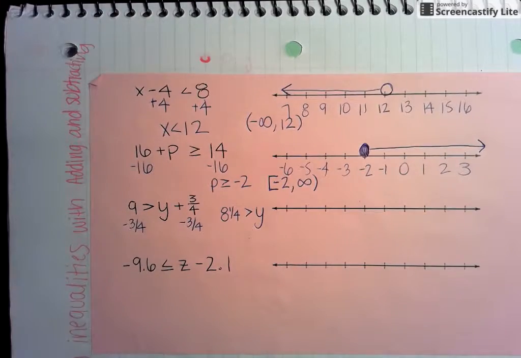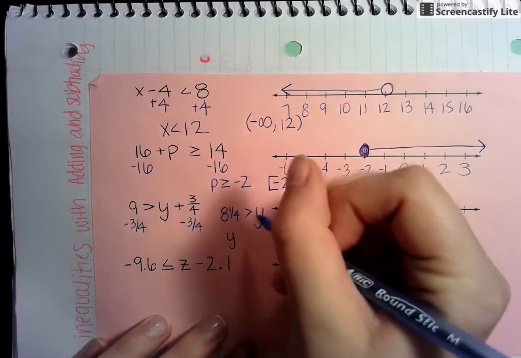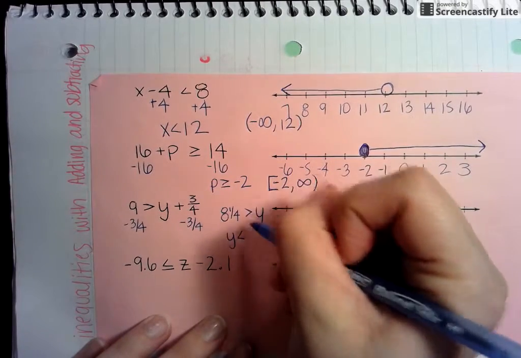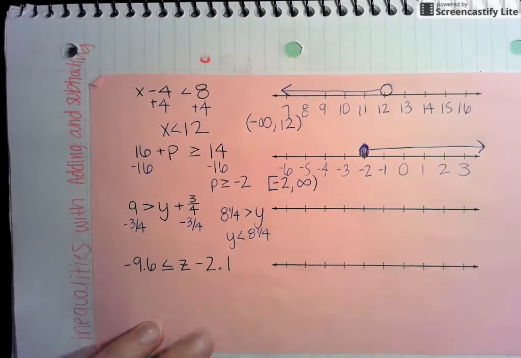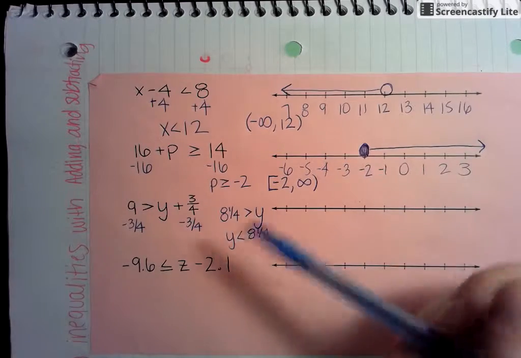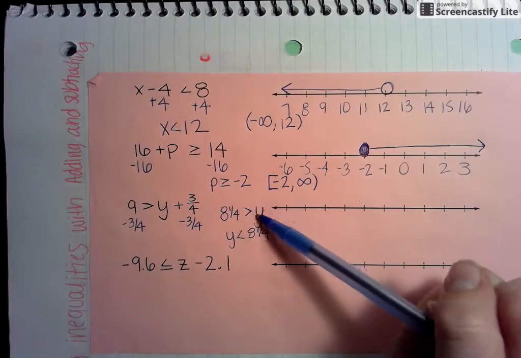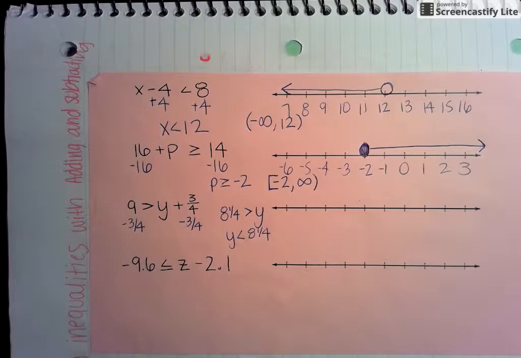But we always want to make sure the variable is on the left side. So all we're going to do is switch it. So we have y is now less than, so you have to flip the sign, 8 and 1/4. You just totally flip it around because this means the same thing: 8 and 1/4 is greater than y, y is less than 8 and 1/4. It means the same thing, but we always want to have the variable on that left side.